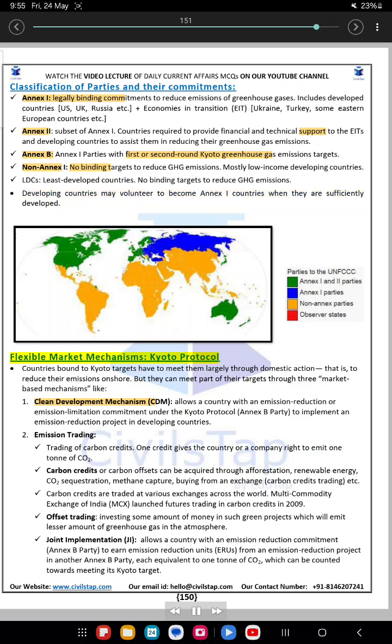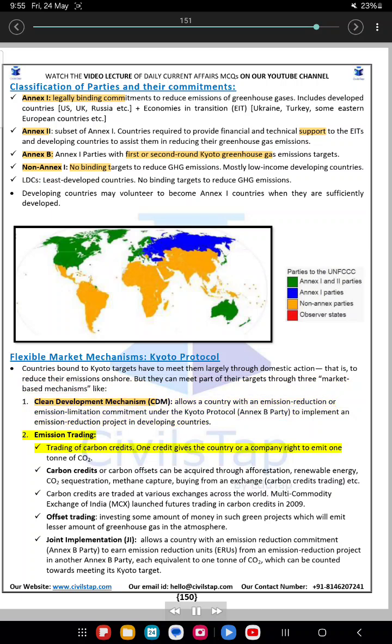Flexible market mechanisms, Kyoto Protocol. Countries bound to Kyoto targets have to meet them largely through domestic action, that is, to reduce their emissions onshore. But they can meet part of their targets through 3 market-based mechanisms. 1. Clean Development Mechanism (CDM) allows a country with an emission reduction or emission limitation commitment under the Kyoto Protocol, Annex B party, to implement an emission reduction project in developing countries.